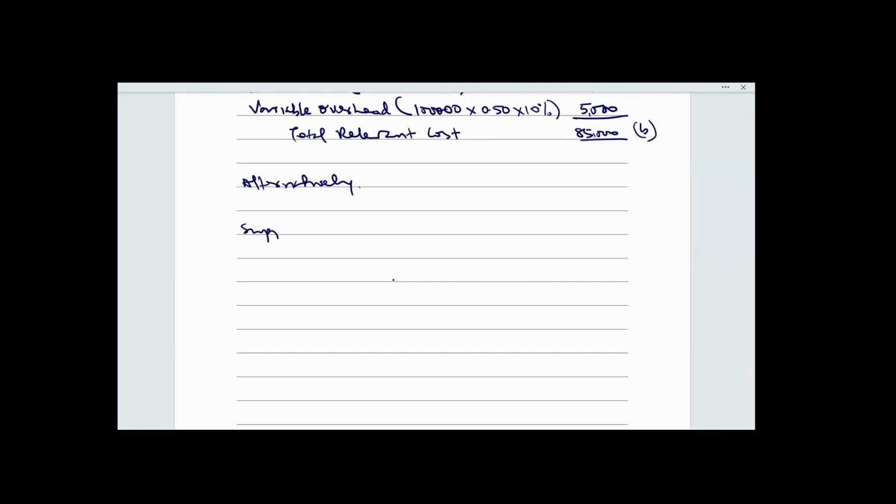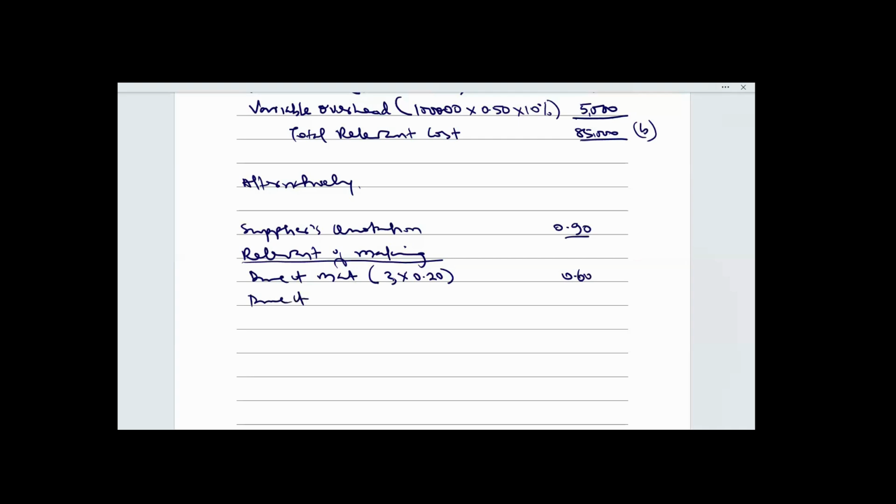All right. So the supplier's quotation is 90 kobo, 0.90. And I will compare it with the relevant cost of making. The raw material, which is 3 naira multiplied by 0.20, is 60 kobo. Direct labor, 2 naira multiplied by 10%, is 0.20. Variable overhead, 5 kobo multiplied by 10%, is 0.10. Add it up, 0.85.